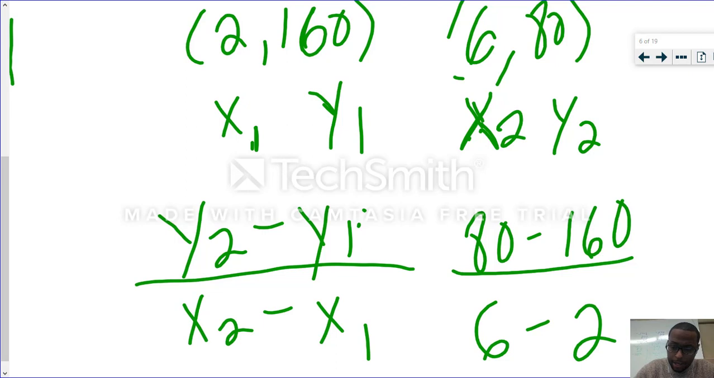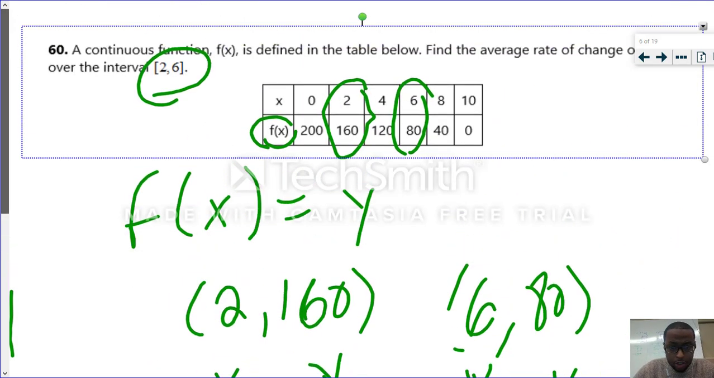So now I have 80 minus 160, which is -80. I have 6 minus 2, which is 4. I now divide, I'm going to get -20. So my rate of change is, in this case, -20. Why? Because I'm going down. I'm going down 20 each time. So from here to here, I'm going down, actually from here to here, I'm going down 40.